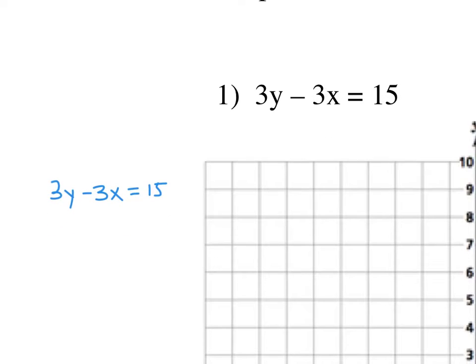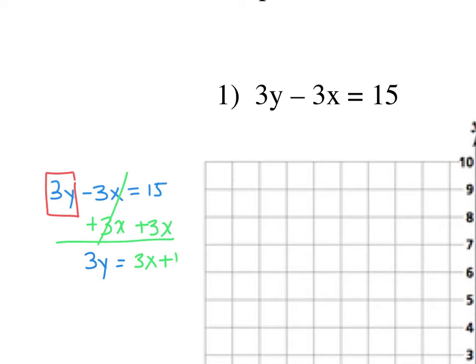We want to get it into y equals mx plus b form. So I'm going to circle or square my 3y, and I want to get rid of everything else. The only way to get rid of my subtract 3x is to add 3x to both sides. My 3x's cancel, so I get 3y equals 3x plus 15. And we always put our x first because it just helps make it look nicer.